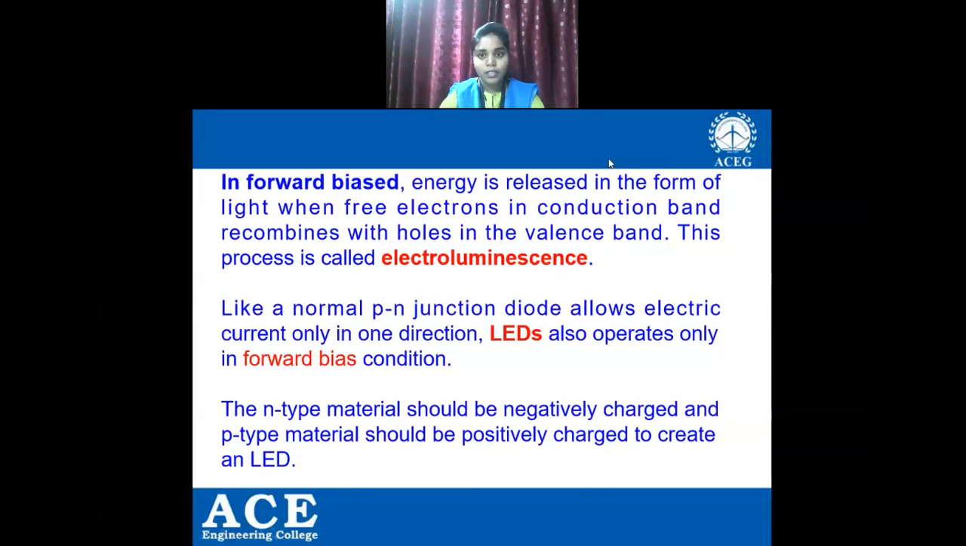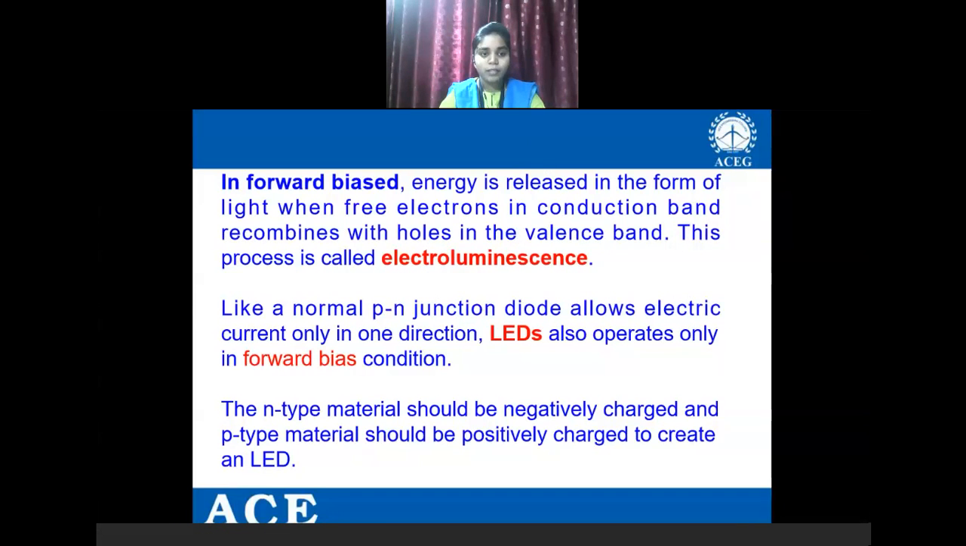Now here we can see, in forward bias, energy is released in the form of light when free electrons in the conduction band recombine with the holes in the valence band. Clear? Whenever a free electron in the conduction band combines with a hole in the valence band, this process is called what? Electroluminescence. Right? Whenever it is combining, it releases the energy in the form of what? Light. This process is known as what? Electroluminescence. Right?